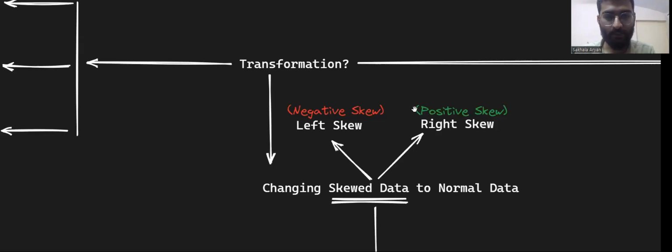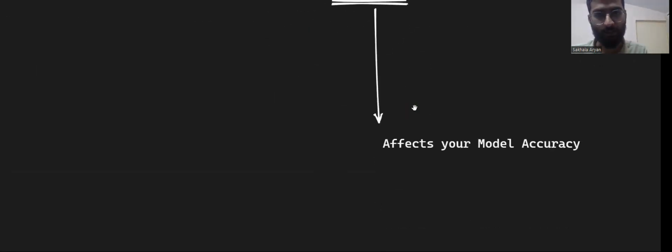Topic for the day is transformation. When do we use transformation? When we have skewed data and we need to convert it into a normal distribution data. If we have a skewed distribution data and we need to convert it into a normal distribution data, we use transformation. Why is skewness wrong for our data? Basically, skewness affects my model accuracy.